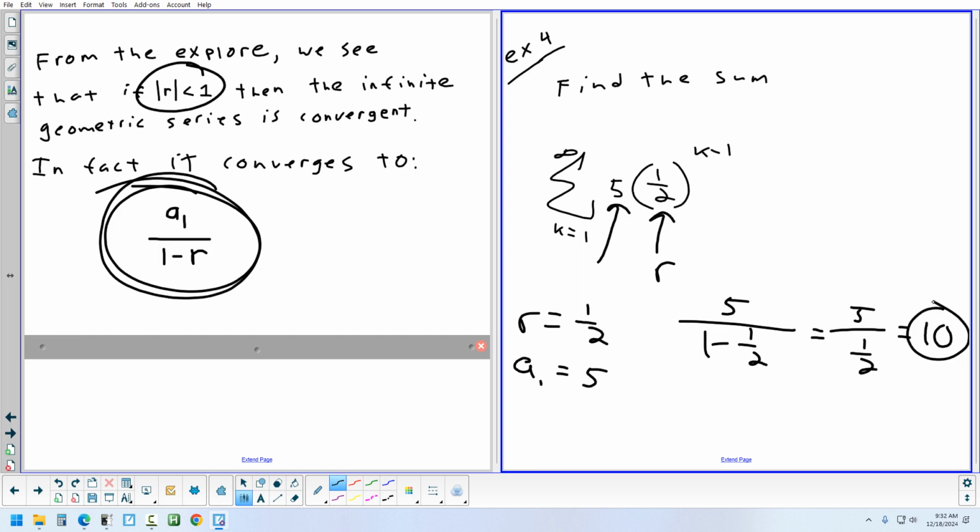So if you were to start writing all these numbers down and adding them up, just like we've done before, they would get very close to the number 10. It would be like 9.9 repeating. Question on that?